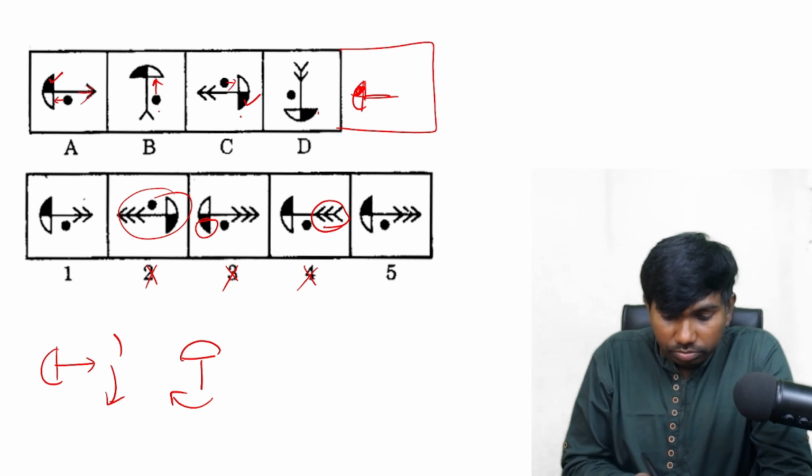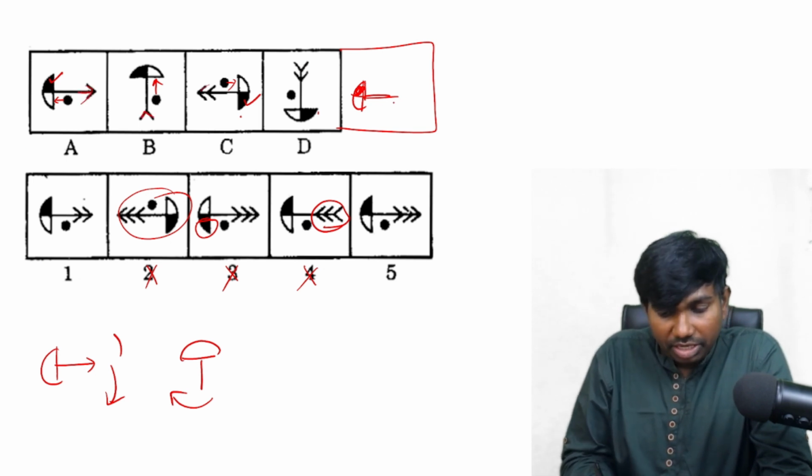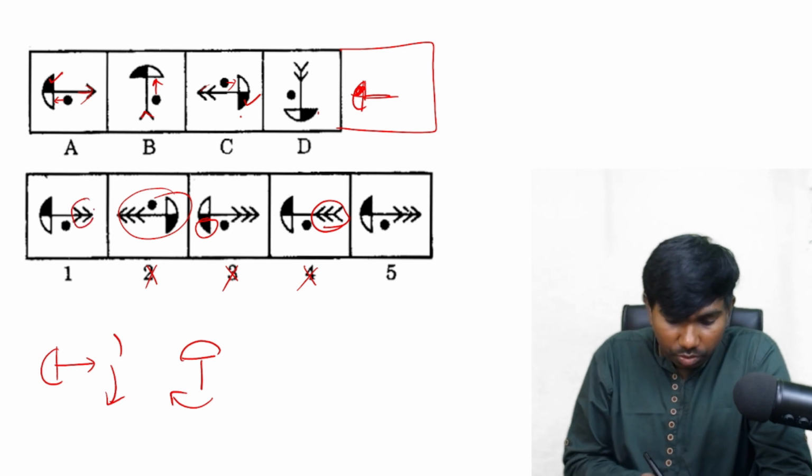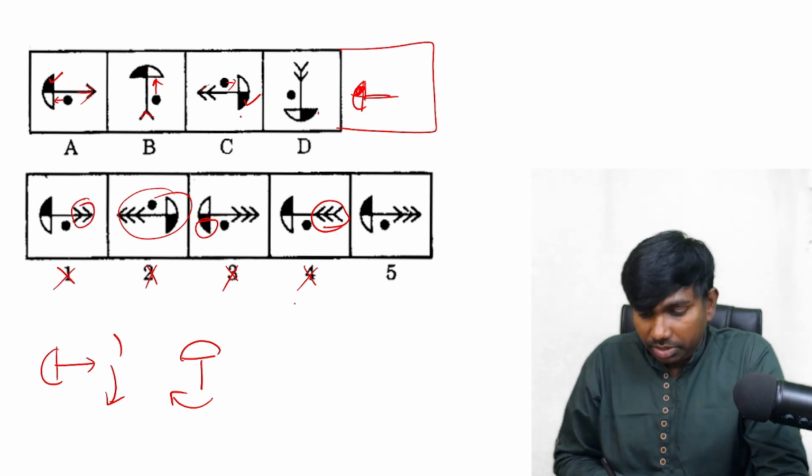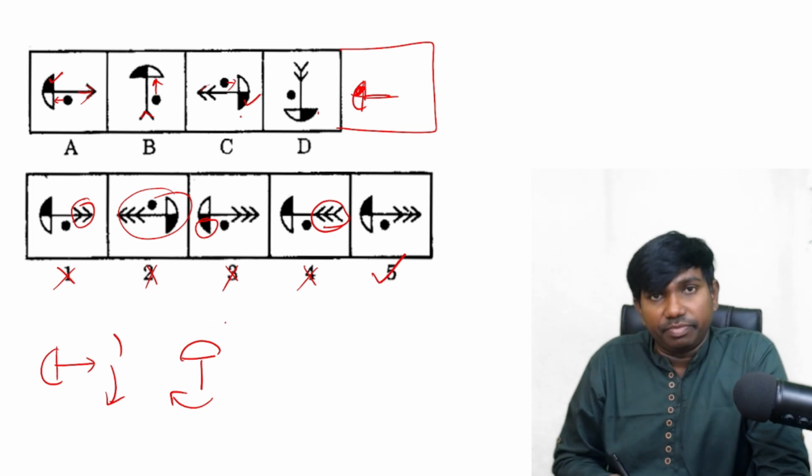One arrow, then 2 arrows, then there must be 3 arrows. So there are only 2 arrows. That means it also cannot be the answer. Then the answer is option 5, figure 5.